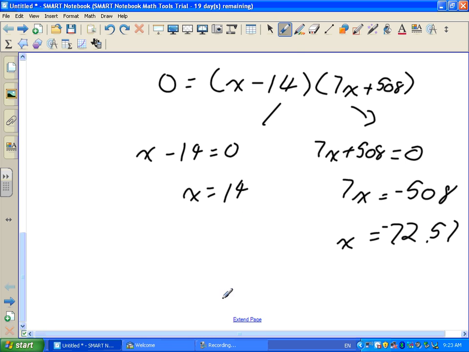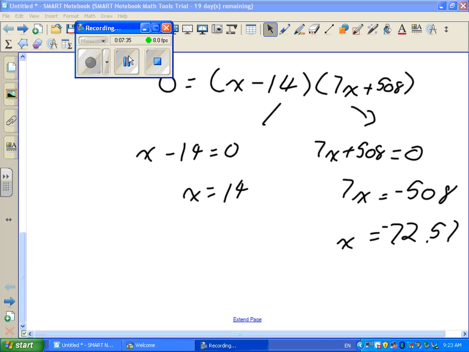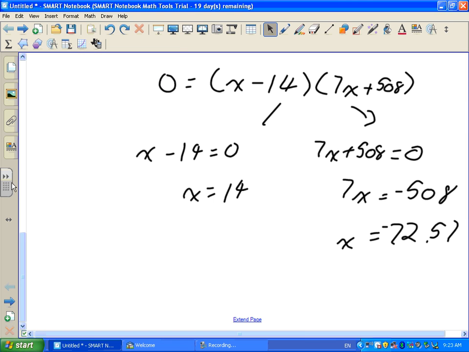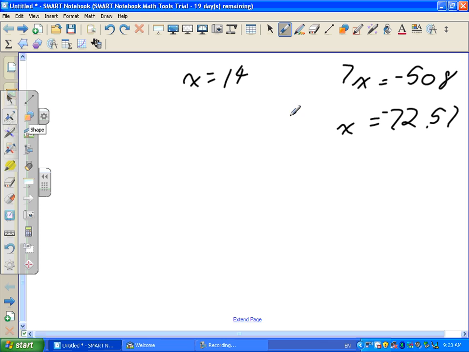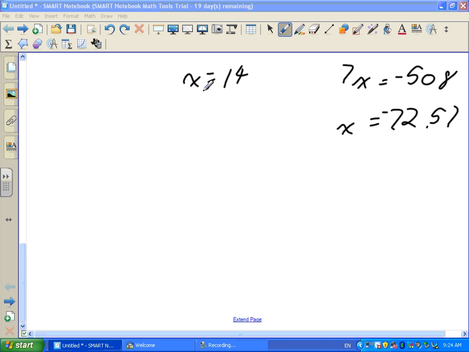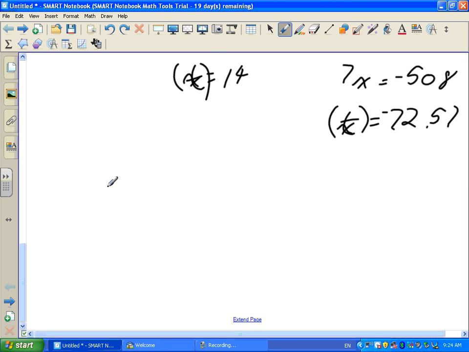So now that we have our answers, actually, let's keep going. Okay, so I have my 2 answers now. According to this, when x, or sorry, they were using t. So let's substitute t in. My fault, sorry, guys. T is 14, and t is negative 72.57.